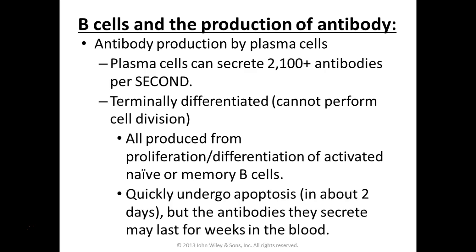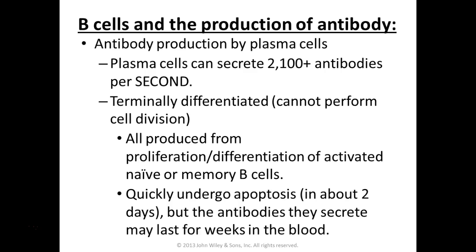They're terminally differentiated. They can't perform cell division. So it's the ones that proliferate, right? Some of them turn into plasma cells. Once you turn into a plasma cell, that's it. You're going to pump out antibodies like crazy, and then when your job is done, you're going to go through programmed cell death, apoptosis, and you're done. So we don't need you anymore, right? You've done your job. We don't want to feed you anymore. We don't want to house you. You must go because you're expensive.